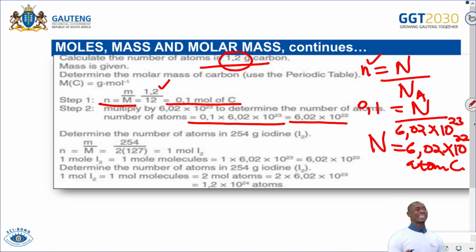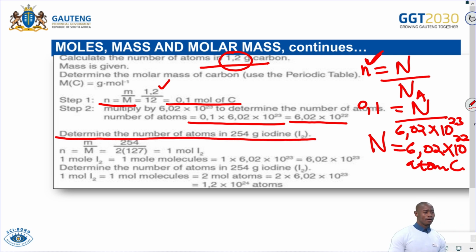So these are some of the questions that you'll get. It's not always the case that they will give you the number of moles. Sometimes they will want you to calculate the number of moles, and then from calculating the number of moles, use the equation n equals number of particles divided by Avogadro's number to calculate the number of atoms or the number of particles.